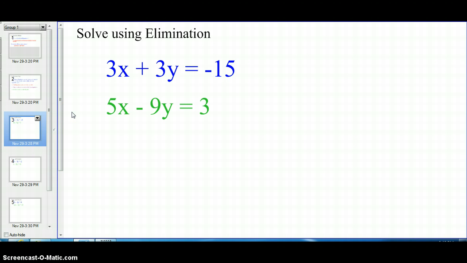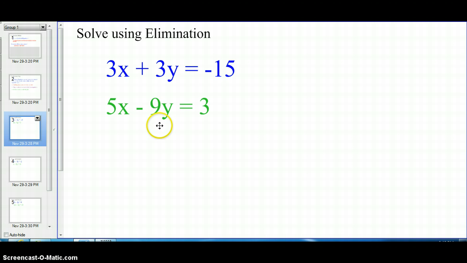So let's try one, solving using elimination. What I would do is look up and down. Look at your x's. Do these x's cancel each other out right away? That means, do they add up to 0? In this case, no. Look at your y's. Do 3y and negative 9y add up to 0 right away? No. So now we're going to have to multiply one or both of the equations.